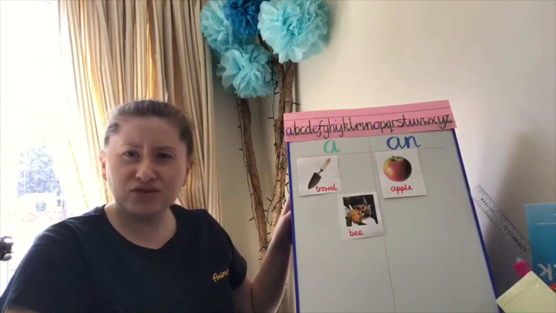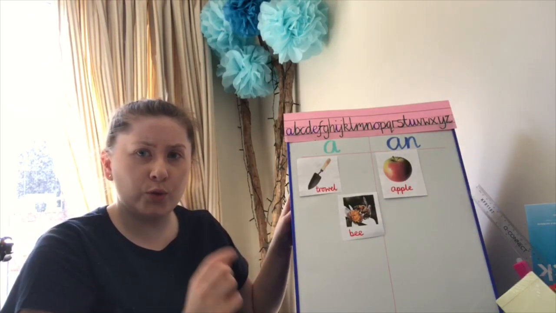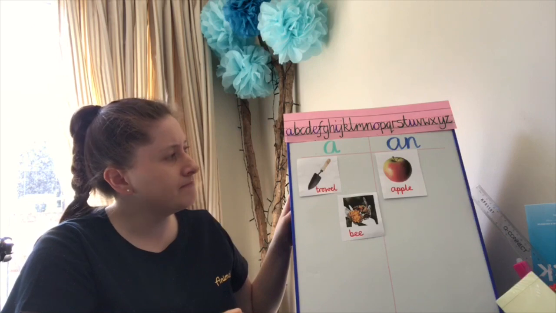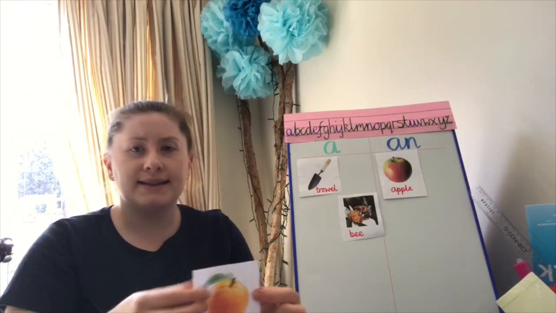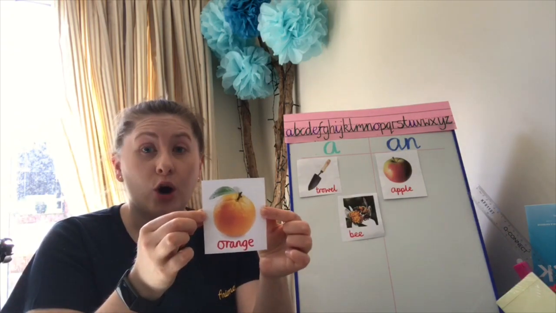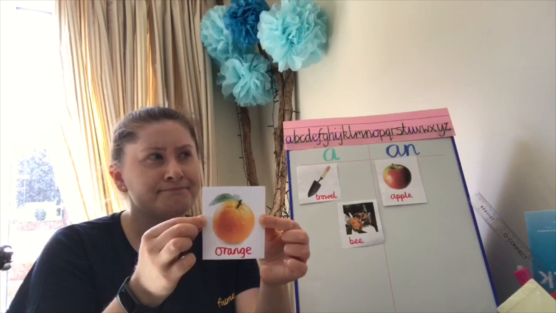Ooh, I wonder if there's a rule to help us remember where our nouns should go and the word which determines our nouns. Let's keep going to see if we can find one. Right, this is our next one. The word is orange. A orange or an orange? I can hear when I say the word an orange sounds right. So I'm going to put it over here.